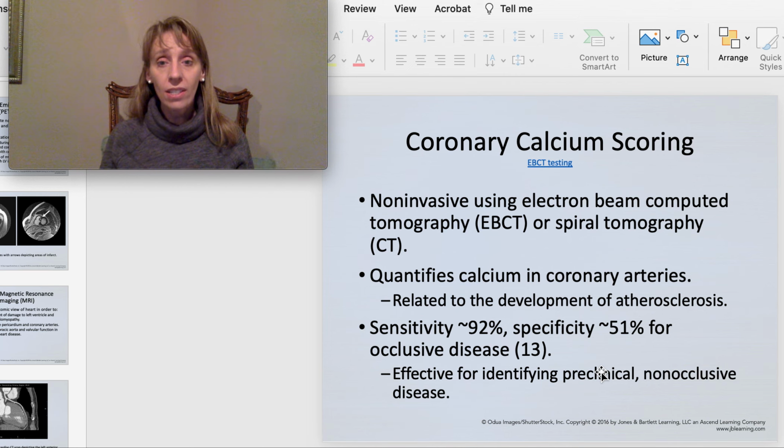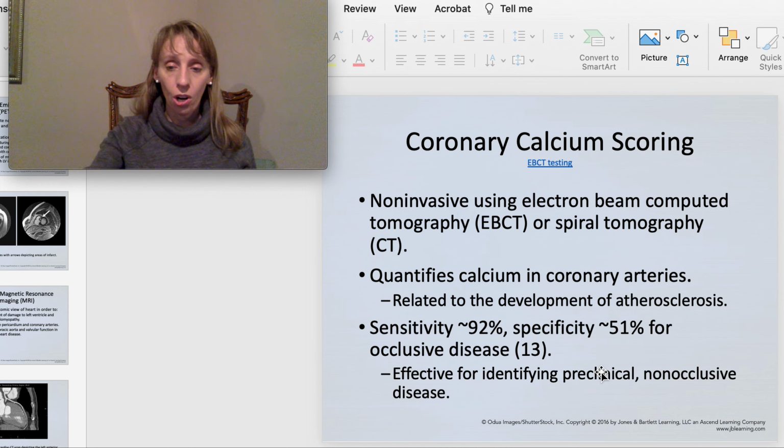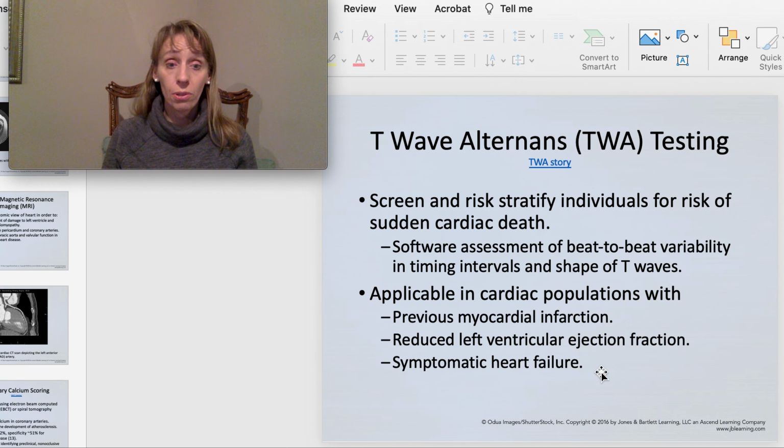Calcium scoring is non-invasive. It happens using an electron beam, so an EBCT, and it helps to interpret the calcium scoring. So it's pretty effective at looking at what kind of damage is happening in the heart, what kind of atherosclerosis is in there.